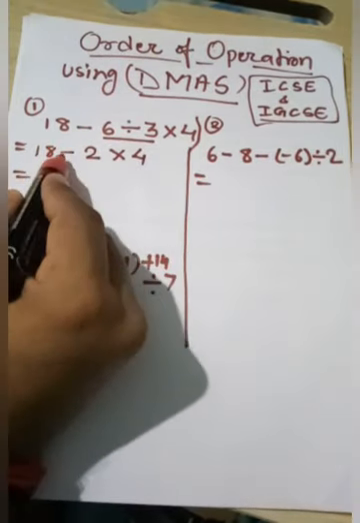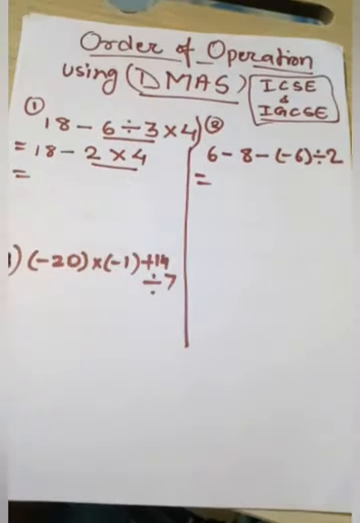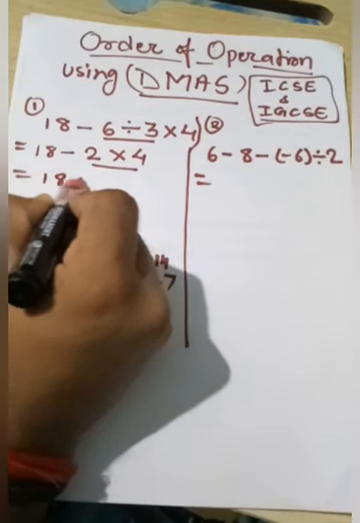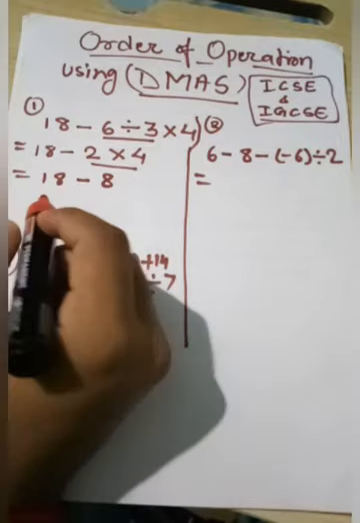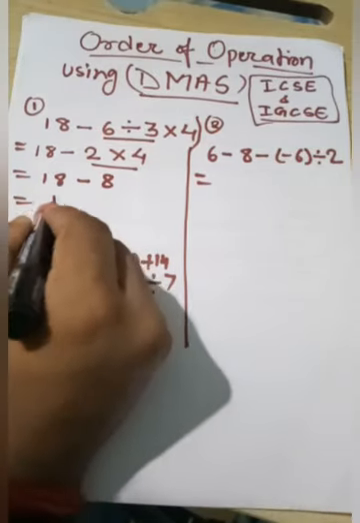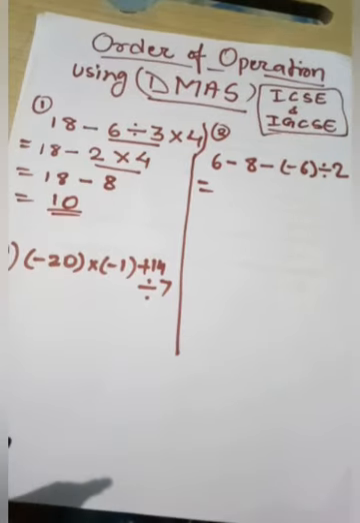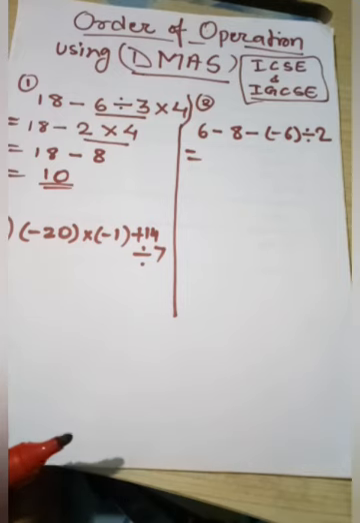Next step, we have a subtraction and multiplication. Multiplication has to be solved first. So we get 8, and 4 twos are 8, and minus. At the end, subtraction, the answer is 10 here. So that we have done. I want you to try all the sums. You can write them down on your paper.